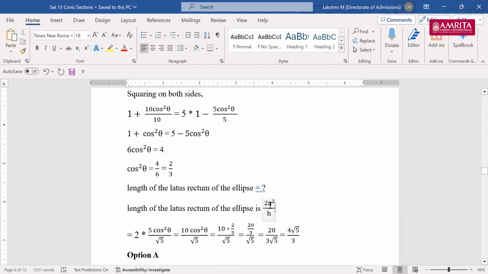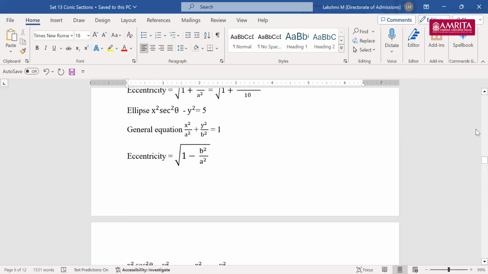I have the value of a square and b. A square is 5 cos square theta and I have the value of b, which is root 5. So this is 10 cos square theta by root 5, which is 2 by 3, right? So 10 into 2 by 3 by 5, which is 4 root 5 by 3. That is option A.